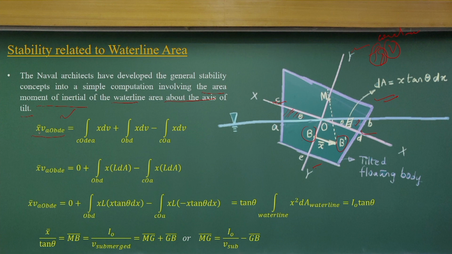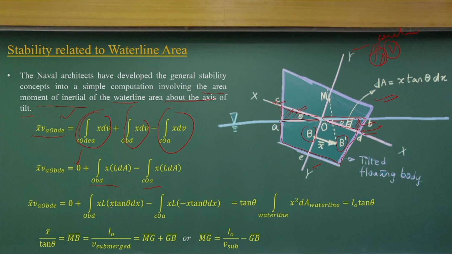If you look at the moment of this part, the volume we have considered, A, O, B, D, E, that means this part, there will be three components. This component will be negative and this component will be positive: C, O, B, D will be positive. Since this is the axis of symmetry, these values become 0. So we have just the volume moment, the force moment, that we have considered for OBD and COA.